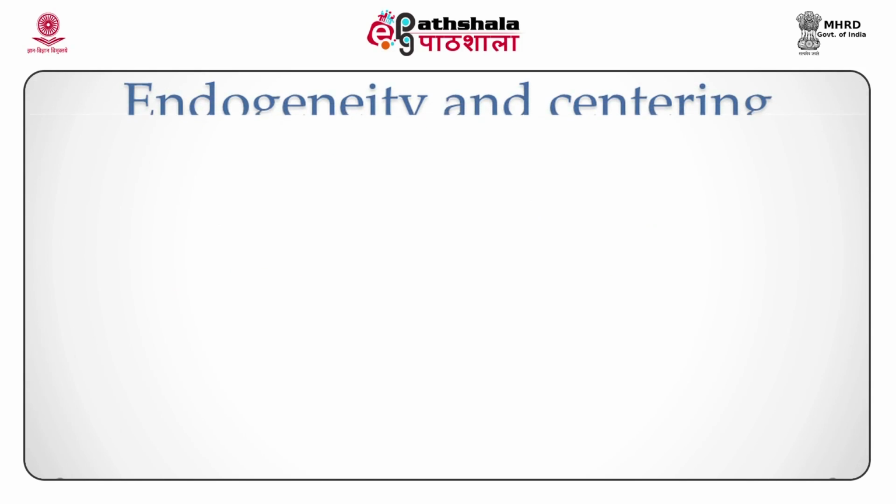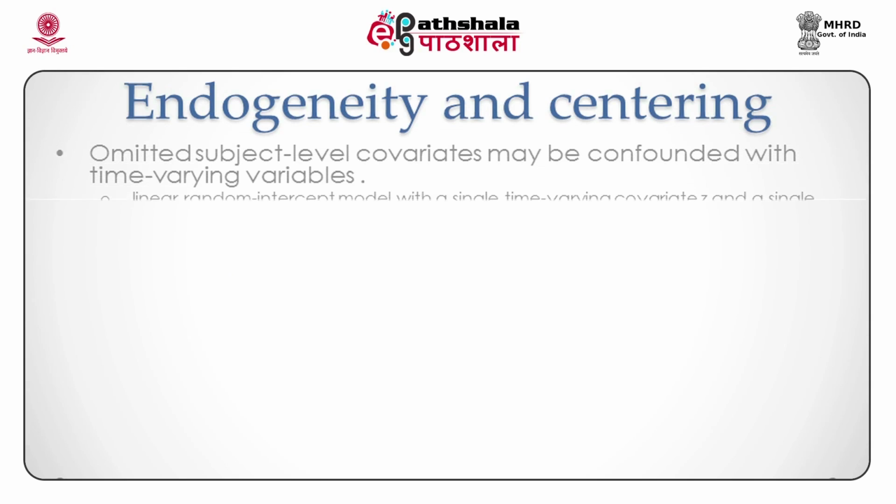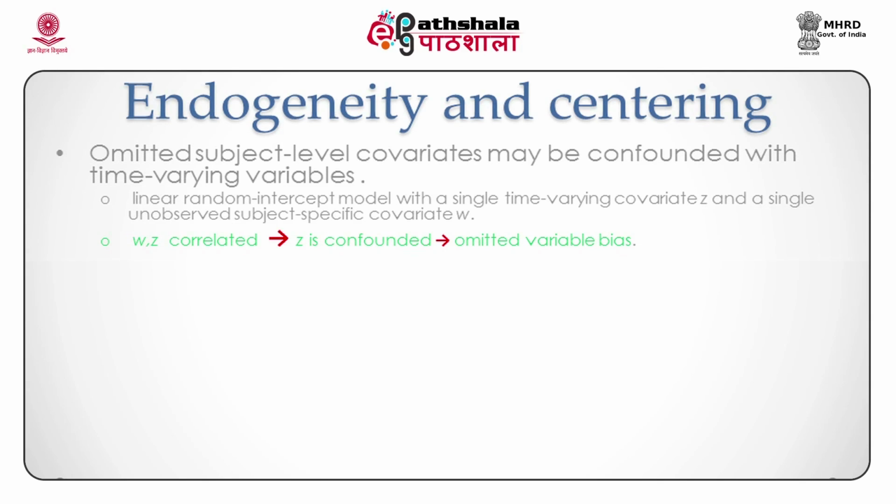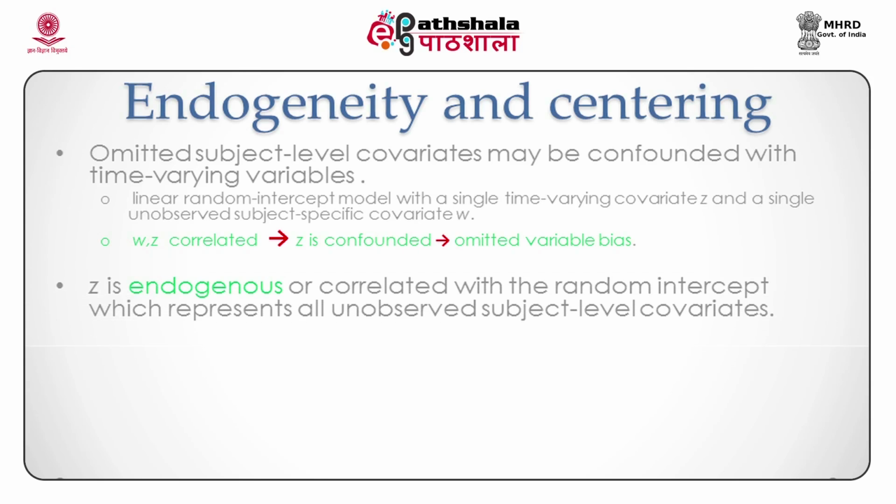Another comment is related to endogeneity and centering. Now, omitted subject level covariates may be confounded with time varying variables. For example, assume that we have a linear random intercept model where there is only a single time varying covariate z and a single unobserved subject specific covariate w. Now w and z being correlated means that z is confounded and hence we have omitted variable bias. z is endogenous, or correlated with the random intercept, which represents all unobserved subject level covariates.